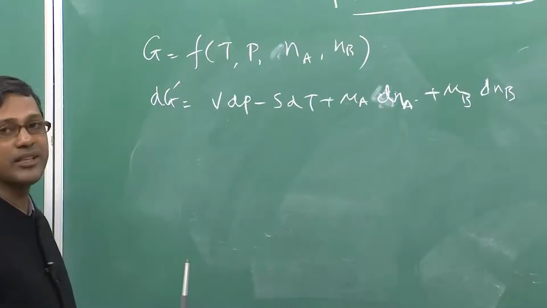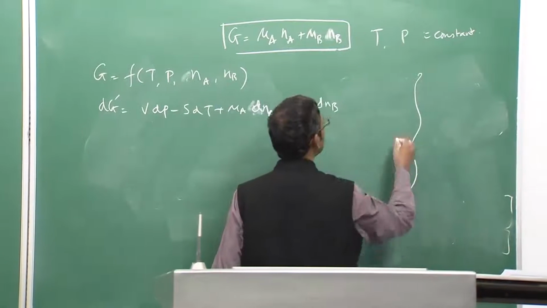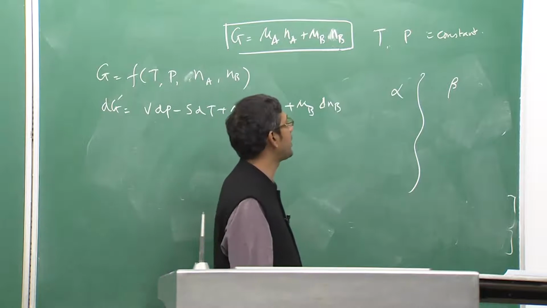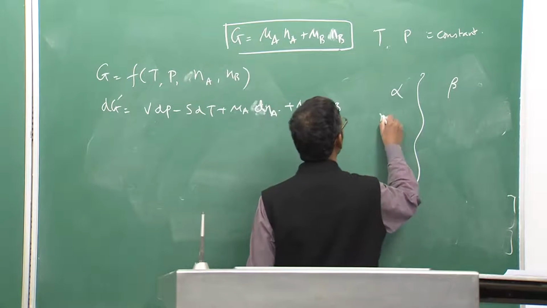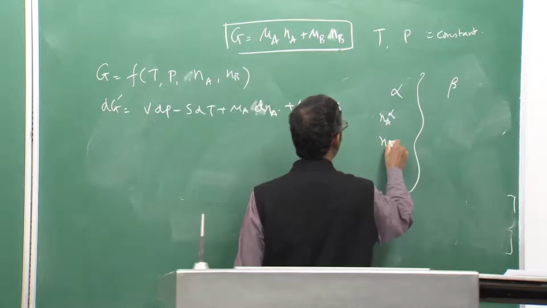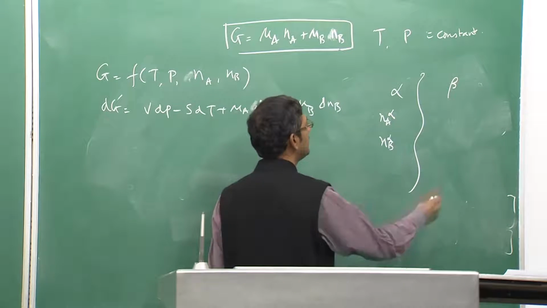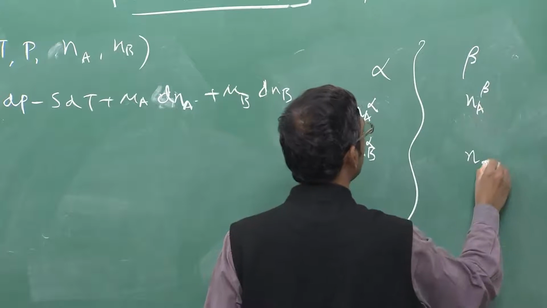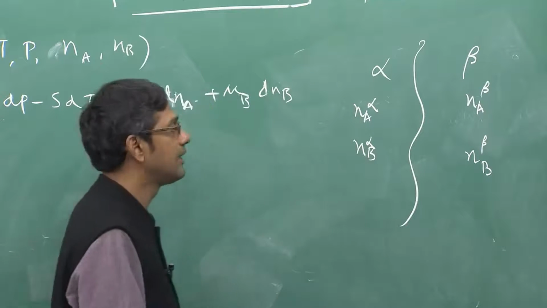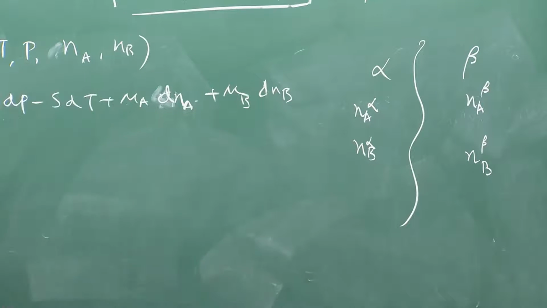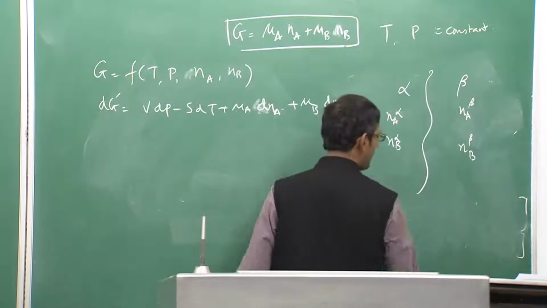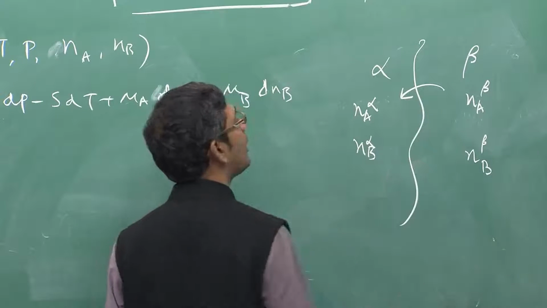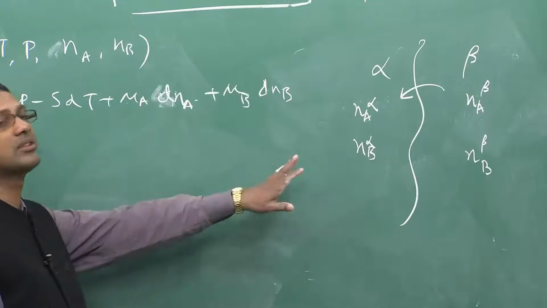Now let us assume a situation in which there are two phases, alpha and beta. I have shown you a lot of examples of iron and other systems. Alpha contains Na alpha atoms of A and Nb alpha atoms of B. Similarly, beta contains Na beta atoms of A and Nb beta atoms of B. These are the numbers of atoms present. Now suppose there is a transformation from alpha to beta, or rather let us suppose some atoms of beta are getting transported to alpha during a transformation at constant temperature and pressure.